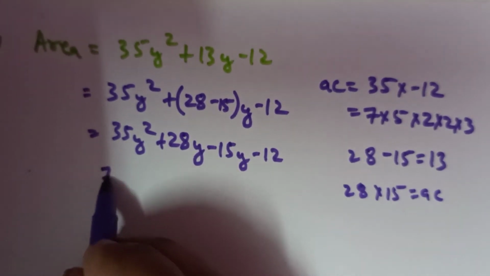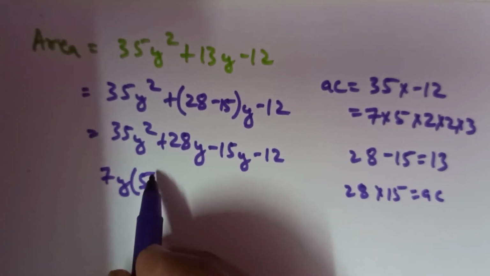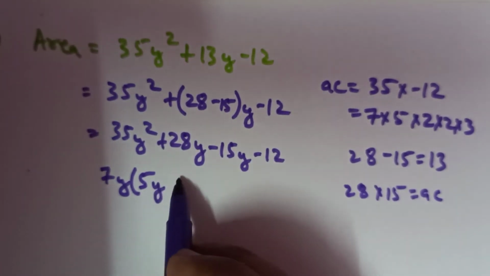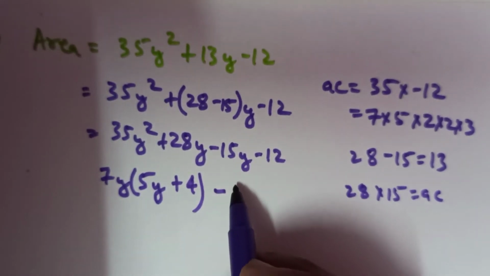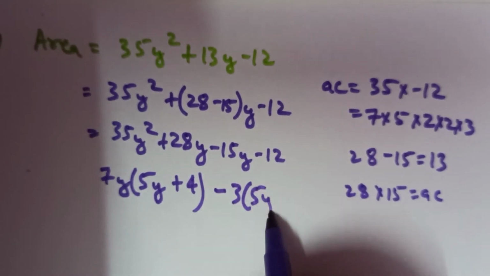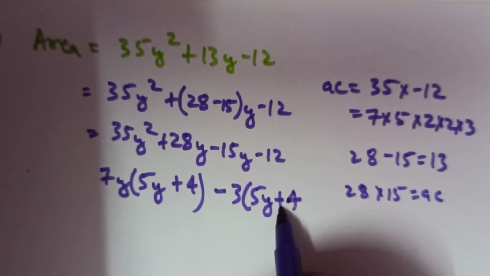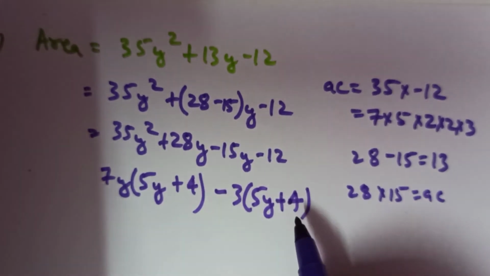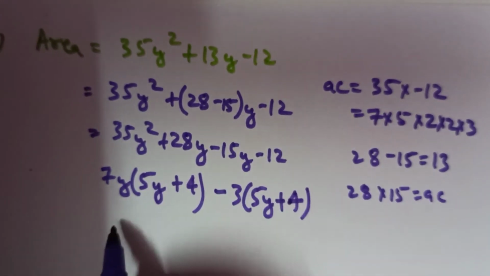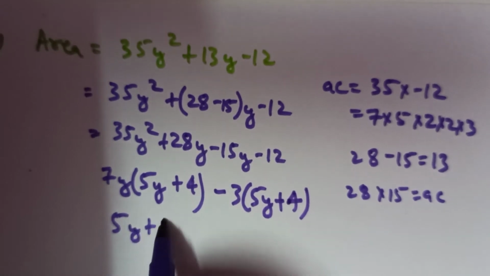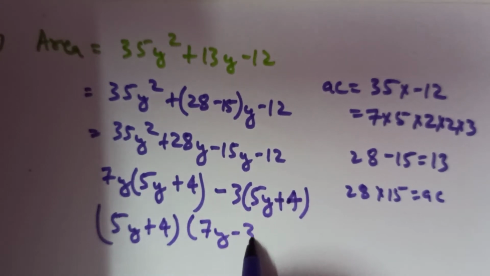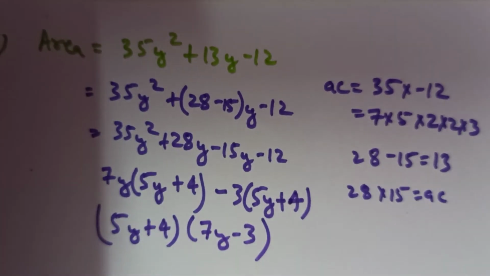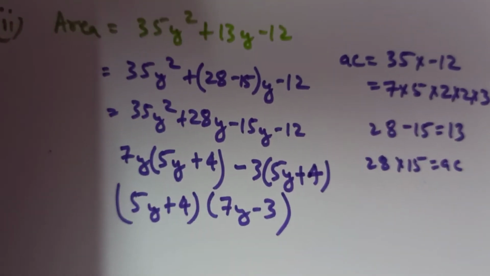7y will be common, and 7 5s are 35, so it will be 5y plus 4, because 7 4s are 28. Minus, again if we take 3 as common, 3 5s are 15, 5y, plus 3 4s are 12. So plus into minus is minus, so we get the value as 5y plus 4 and 7y minus 3. So we have got the two expressions. Either of the two can be the length and breadth.